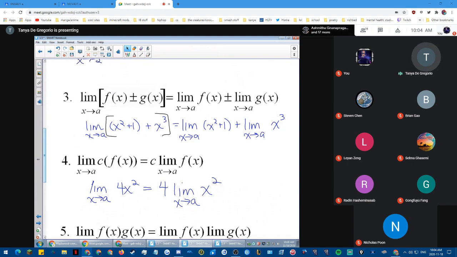So here's an example for you. It's the limit as x approaches a of x squared plus 1 in brackets plus x cubed. I can separate these two functions. And I can say, well, that's going to equal the same thing as the limit as x approaches a of x squared plus 1 plus the limit as x approaches a of x cubed. You're just separating the limit. You can do that with addition and subtraction.